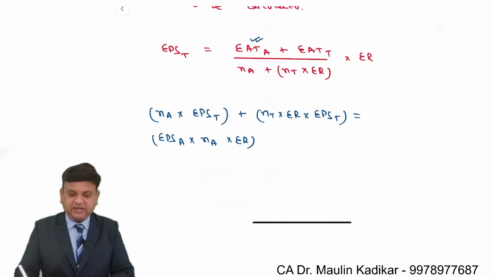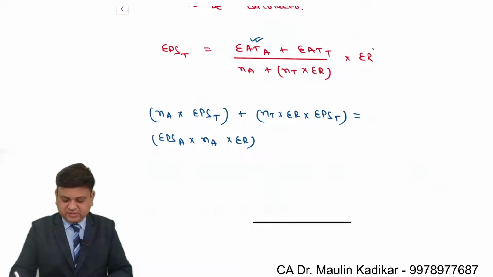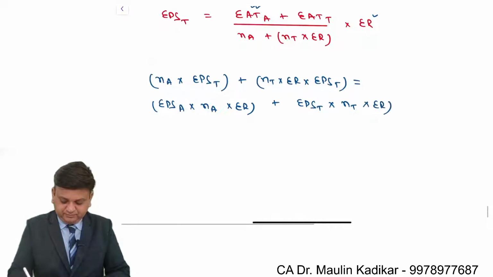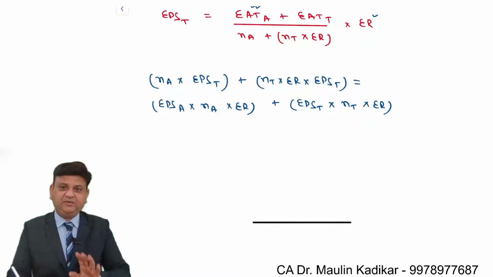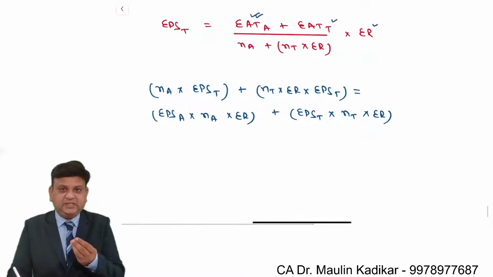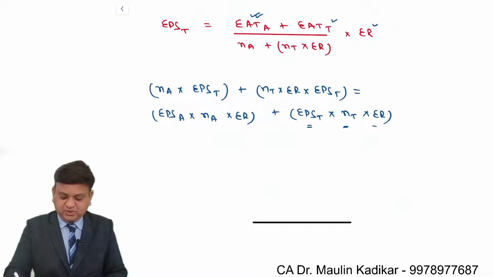Okay, earning after taxes of A is EPS of A into NA into exchange ratio plus earning per share of T into NT into ER. That is the way we will have the equation. This earning after taxes of T is split as EPS of T into number of shares of T into exchange ratio, that is the common multiplier.